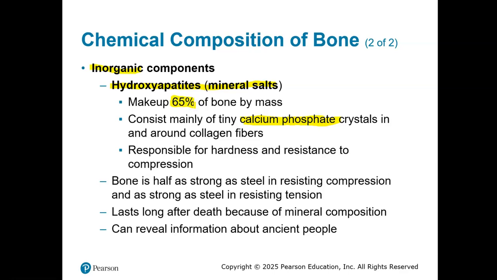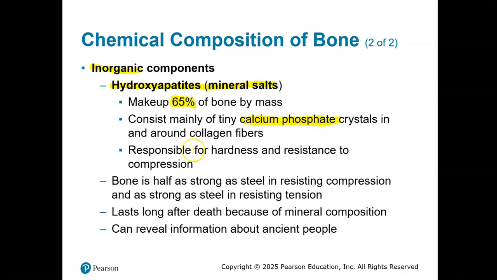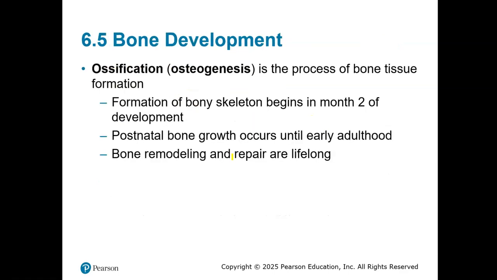So bone matrix, the organic component is called the osteoid, and it's primarily collagen. And that's 1/3 of the bone. And then hydroxyapatite is primarily calcium phosphate crystals. And that's going to be the hard cement-like substance that surrounds the collagen fibers. And it gives the bone its hardness. Anyway, it makes up almost 2/3 of bone mass.